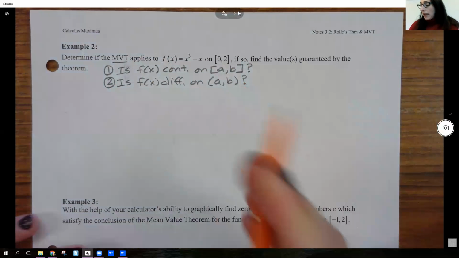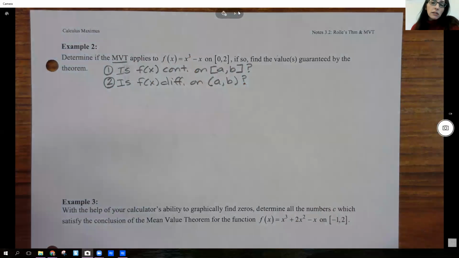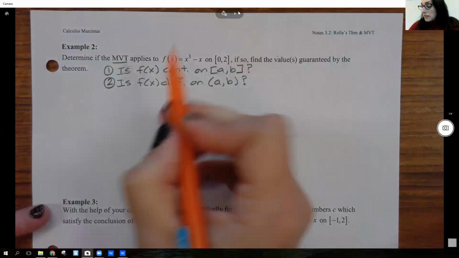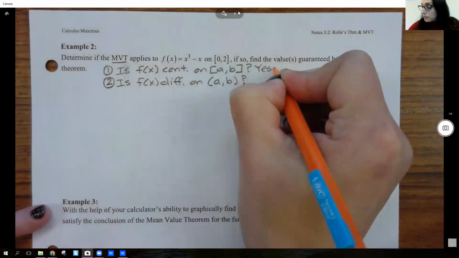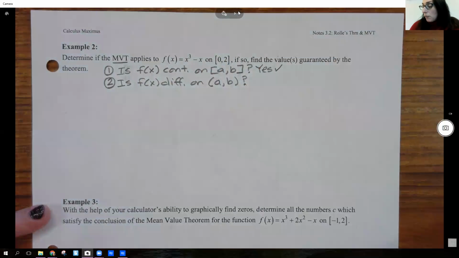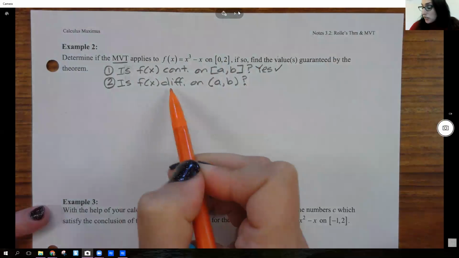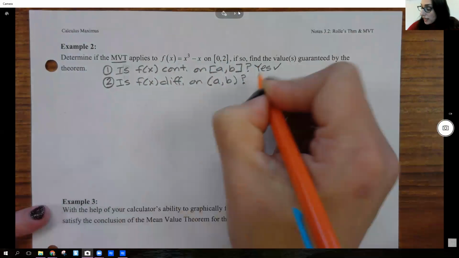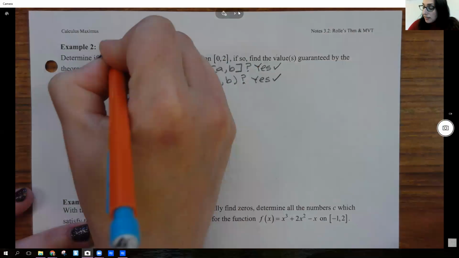So you have x cubed minus x. That's a polynomial. They're all nice and smooth. There's no asymptotes. You don't have any corners, none of that stuff going on there. So it is continuous, and we do have a closed interval. So that's a yes. We just talked about how it's so nice and smooth and continuous, so it's definitely differentiable on the open interval. So that's a yes. So MVT does apply.